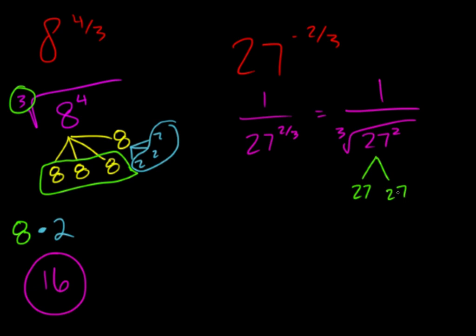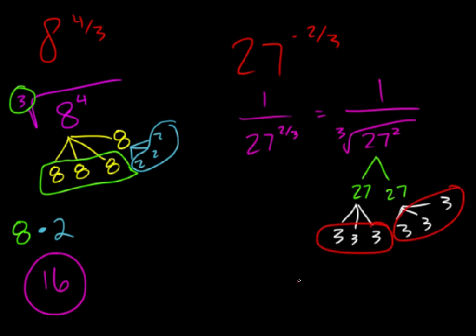This is a 3, so we need 3 of something in order to take it out. We don't have that, so we're going to break this up into 3 times 3 times 3, and 3 times 3 times 3. There's 3, there's 3, we take them out. There's nothing left over, so we get rid of it. We want to also remember that this was under a 1, and if we multiply those, we end up with 1/9.